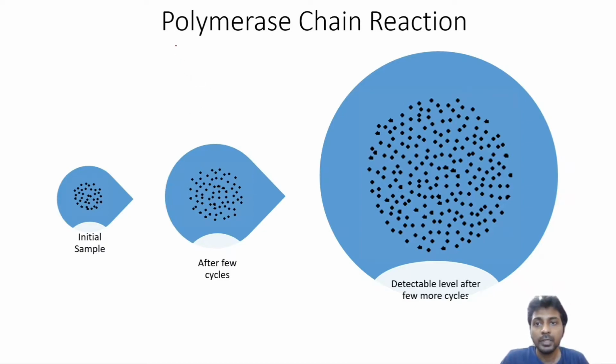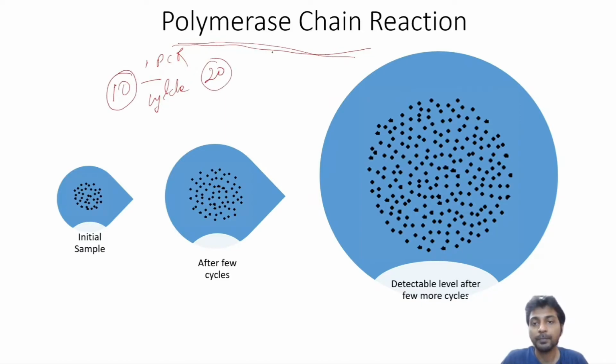So what PCR does is it increases the number of DNA sequences. Let's say we started with 10. PCR runs in cycles. After one PCR cycle, if it's 100% efficient, we'll have 20 DNA sequences from 10. Then after another cycle, we'll have 40 and then 80. So at 100% efficiency, the number of sequences doubles itself.